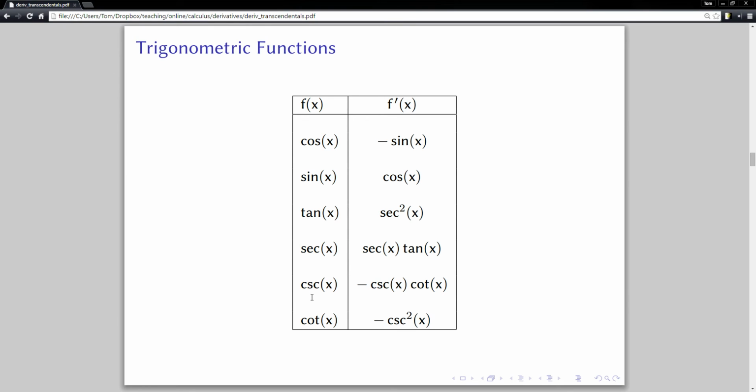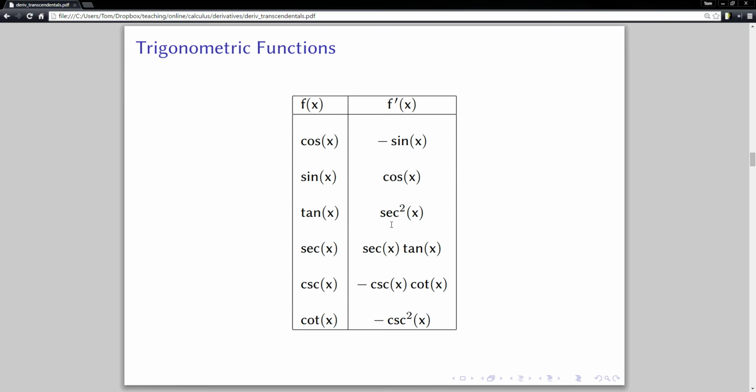And the derivative of cosecant is minus cosecant cotangent. The derivative of cotangent is minus cosecant squared. So you can see with the tangents and secants, there's a little symmetry going on here.